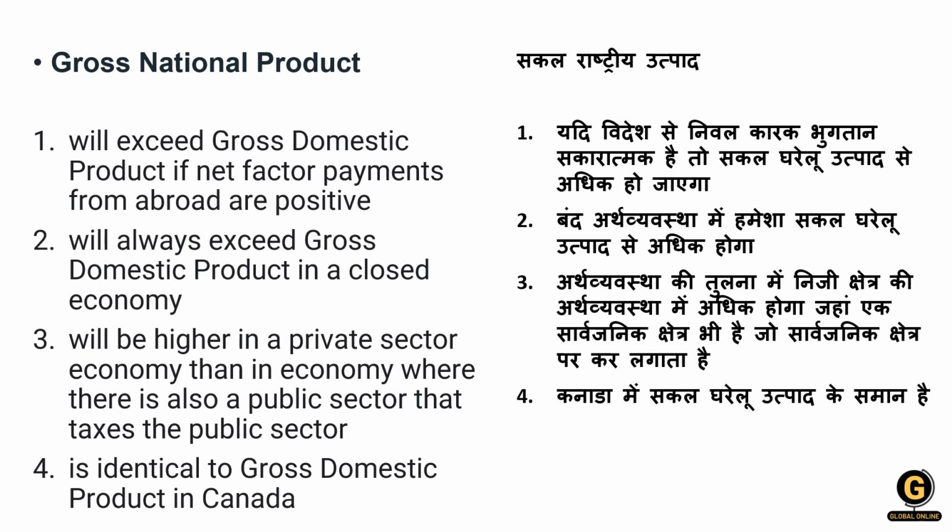Which statement or concept is related to the gross national product from these options? The correct option is the first: gross national product will exceed gross domestic product if net factor payments from abroad are positive. It means GDP plus income from abroad gives us GNP, and that is the correct option.